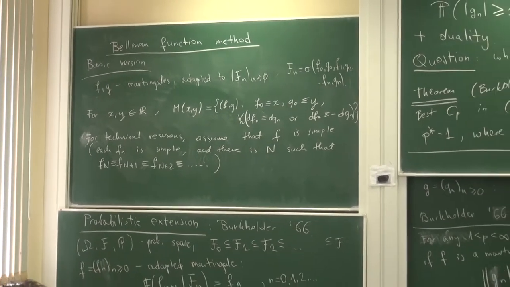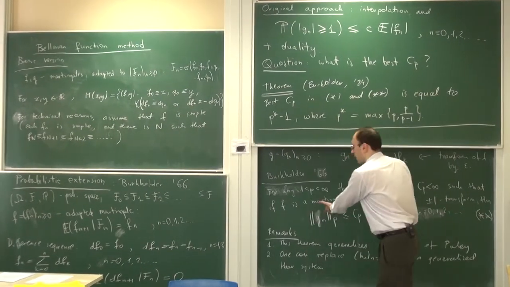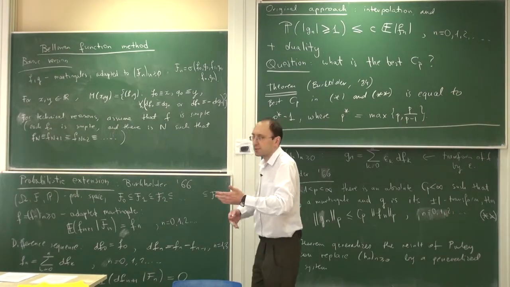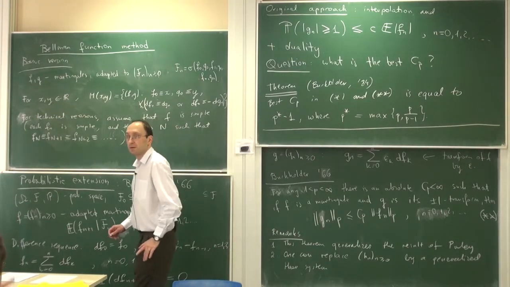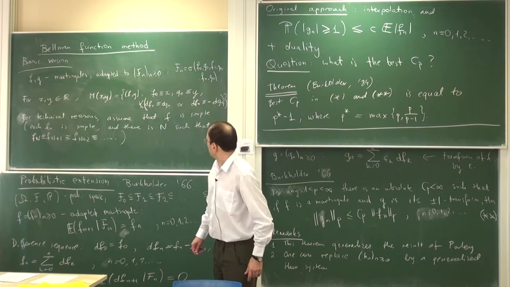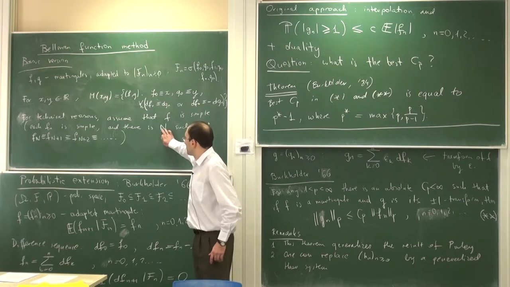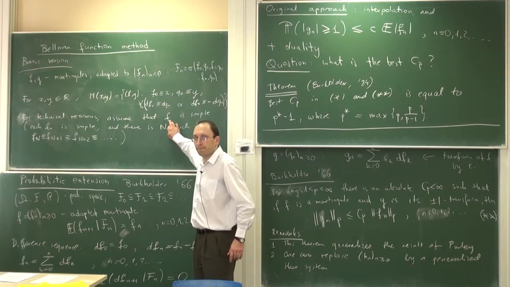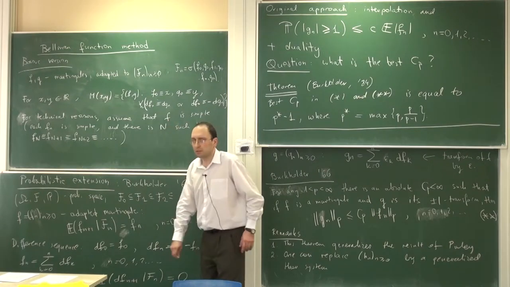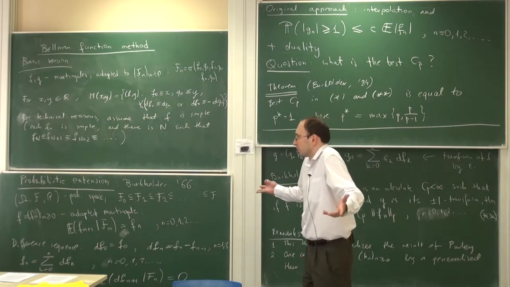Actually, this is not restrictive. If we manage to prove an estimate of this type for such simple martingales, then after some straightforward approximation, we get the result in general. Someone asks whether the estimate must be uniform with respect to the capital N. The estimates you prove will not depend on the capital N. No, of course not.